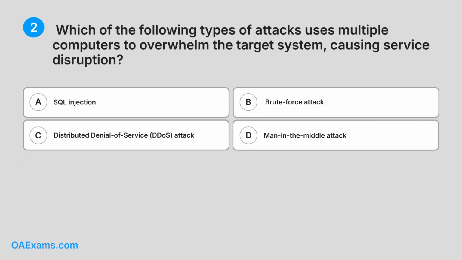2. Which of the following types of attacks uses multiple computers to overwhelm the target system, causing service disruption? A. SQL injection. B. Brute force attack. C. Distributed denial of service, DDoS attack. D. Man-in-the-middle attack. Do you know the answer?